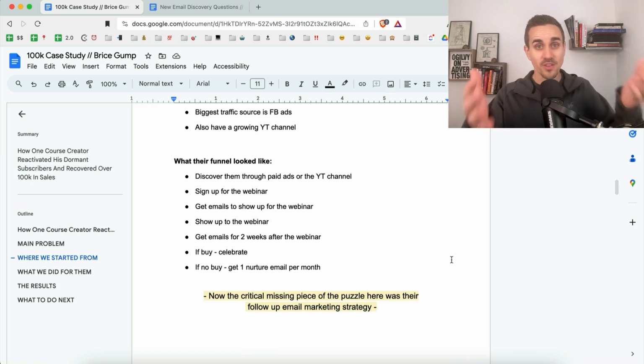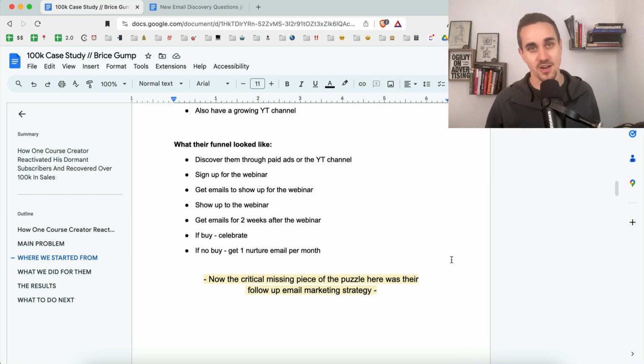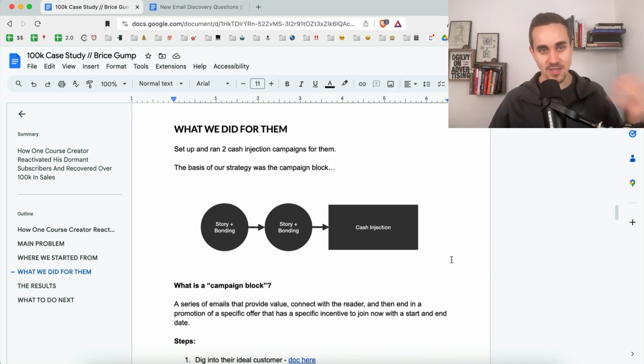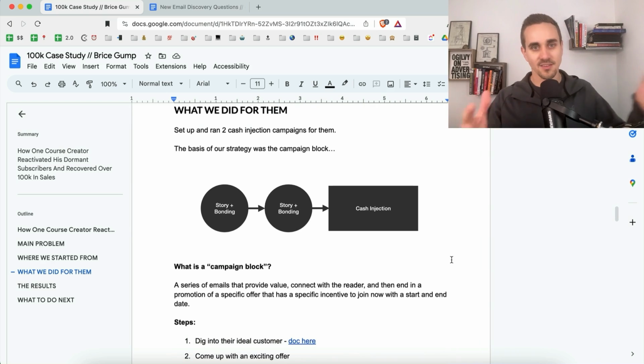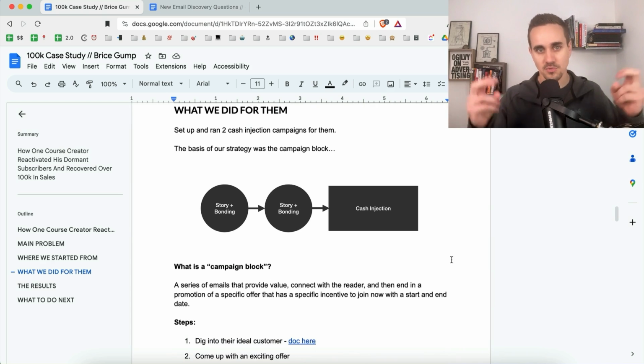And so the really critical missing piece of this puzzle here was their follow-up email marketing strategy. What did they do with all these people who they generated from paid ads and weren't buying their stuff right away? And so again, what we did for them was we came in and we ran 2 cash injection campaigns for them. And the basis of this strategy is what we would call a campaign block.